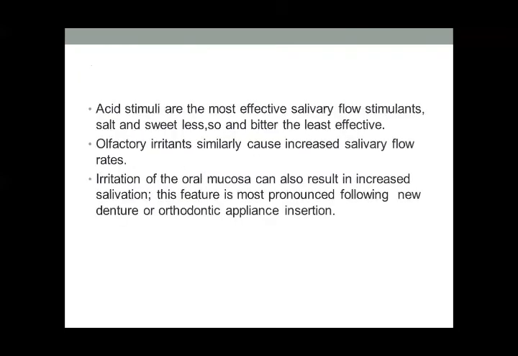Acid stimuli are the most effective salivary flow stimulants. Salt and sweets less so, and bitter are effective. Olfactory irritants similarly cause increased salivary flow rates. Irritation of the oral mucosa can also result in increased salivation. This feature is most pronounced following new dentures or orthodontic appliance insertion.